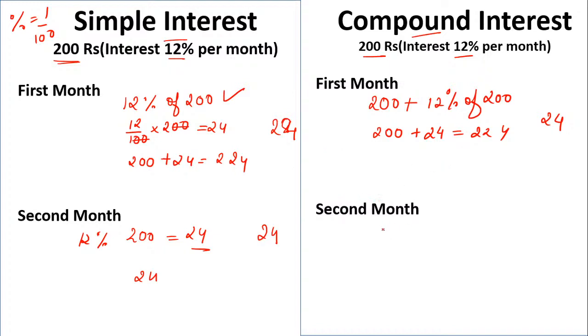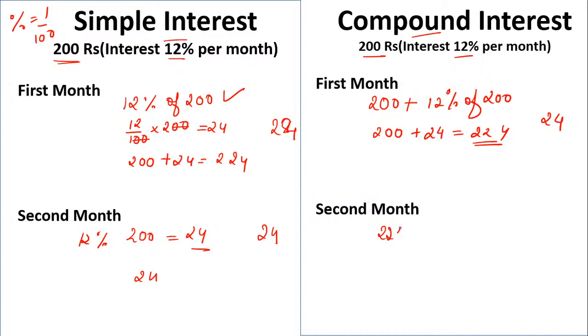If you talk about the second month, here we will not be using this amount. Instead, we will be putting our interest on this amount. What is happening in simple interest? We are putting the percentage on the same amount each month, but in compound interest, we are using the amount of the previous month. So the previous month amount that you got was 224. So we will be doing 12% of 224.